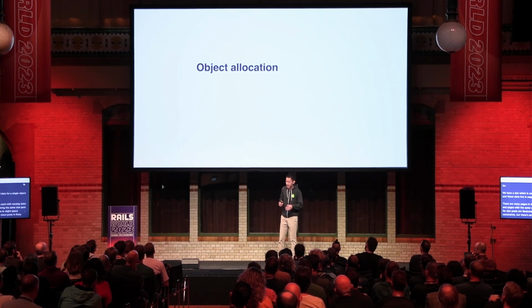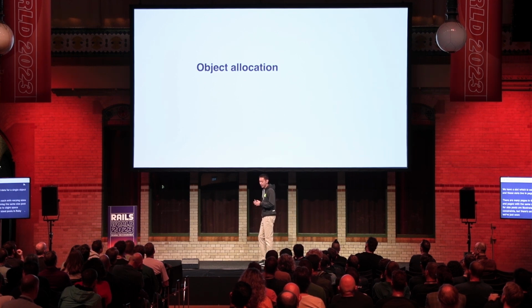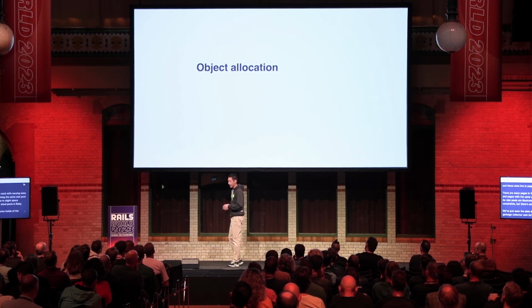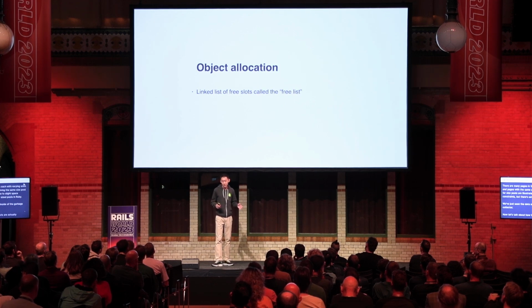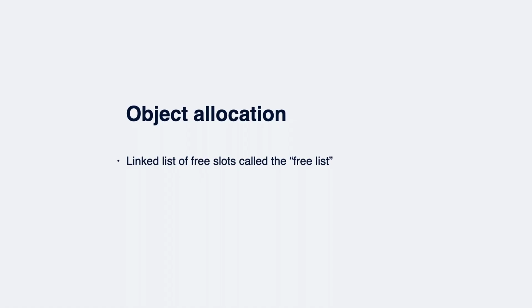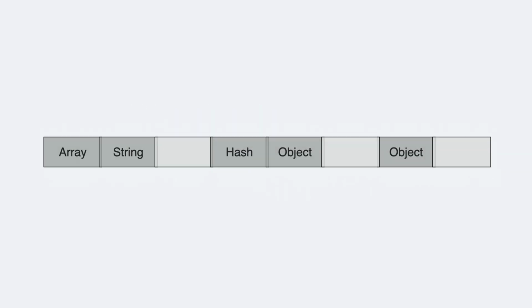We've just seen the data structures inside of the garbage collector. Now let's talk about how these objects are actually allocated. Each heap page holds a linked list of slots that are empty called the free list. And to allocate an object, we simply pop an element from the linked list to allocate the object into.